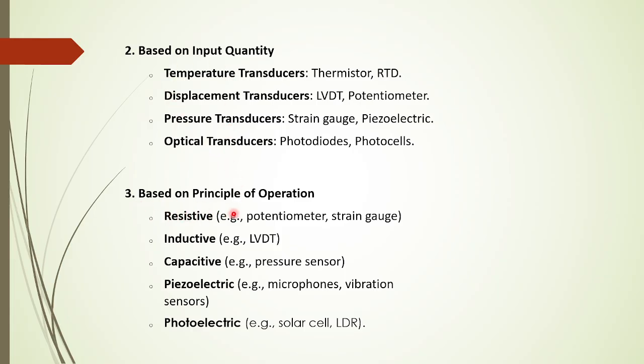The third classification of transducers is based on the working principle. The first one is the resistive transducer, examples potentiometer and strain gauge. It depends on resistance. The next one is the inductive transducer, an example is LVDT. Third is the capacitive transducer, example pressure sensor. Fourth is the piezoelectric transducer, examples microphone and vibration sensor. And the last one is the photoelectric transducer, examples solar cells and LDR. So these are all the types based on the working principle. These are the classifications of transducers.